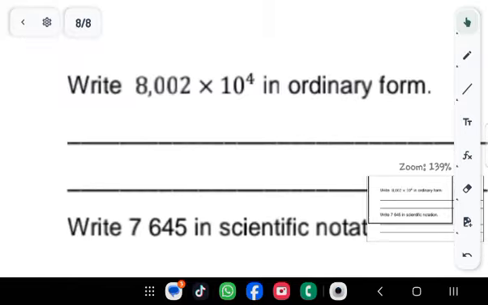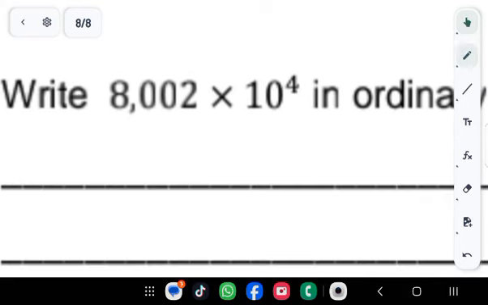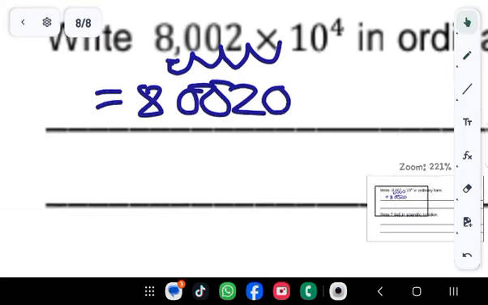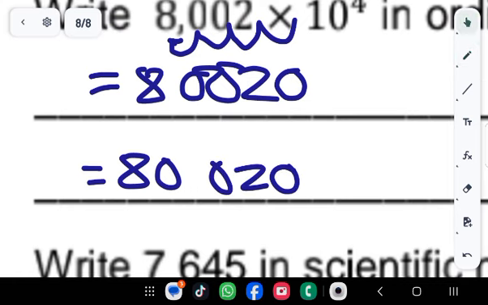Now for the last question. Write 8,002 times 10 to the power 4 in ordinary form. This is how you do it. You take your comma from here, and you must take it 4 steps to the right, because it is to the power of positive 4. So that will be 1, 2, 3, 4, meaning the answer will be 8,002 and another 0, which gives us 80,020. That's how you write that in ordinary form.